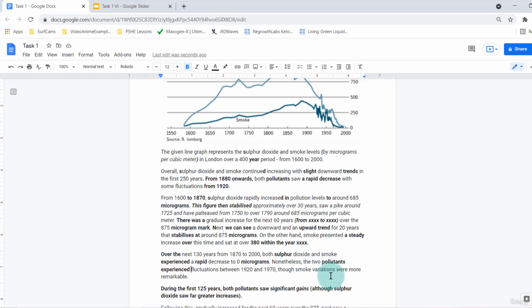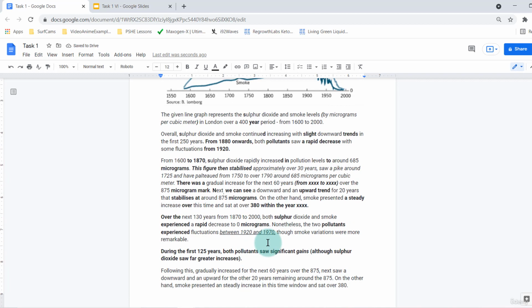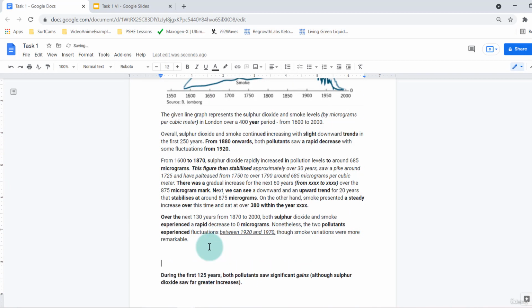Those smoke variations were more remarkable, and that's definitely right. And I think that this is just a really good example of where the student has actually stated what years we're talking about, and it just makes it so much easier for the examiner to understand. Okay, so let's get rid of this.